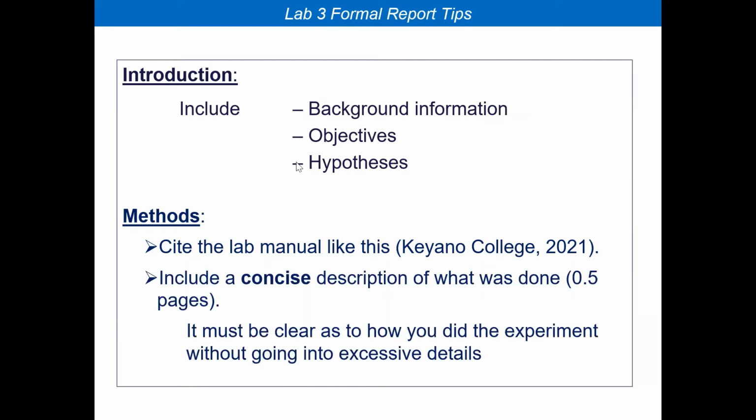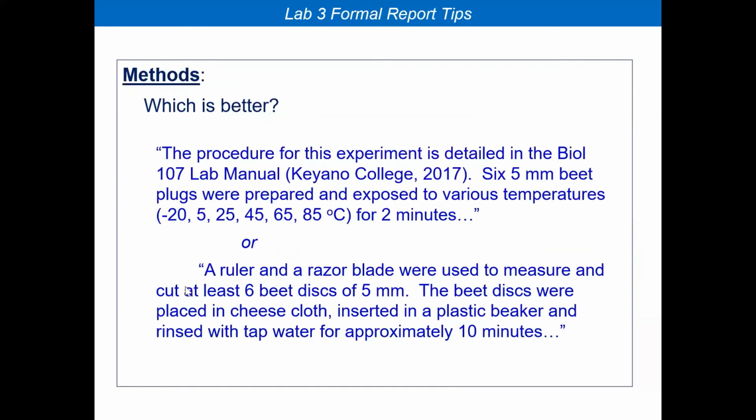And then you're going to give me not a detailed protocol, but a very, very compact, concise protocol. And you're going to try to do this in half a page. So I don't want lots of unnecessary detail. What I want is kind of just the important detail. And I'll give you an example and kind of talk about this example here in a moment. But so here's 2 examples. So you can see the first one, it says the procedure for this experiment is detailed in the Biology 107 lab manual. Okay, check, we did that. That's good. And then it goes on and talks about beet plugs and temperatures in 2 minutes.